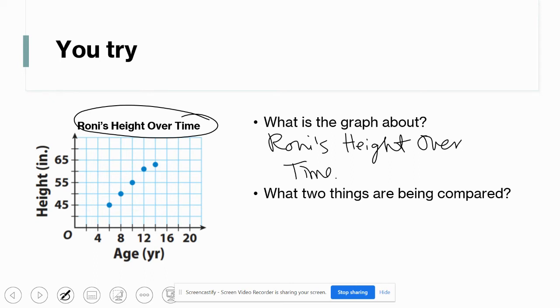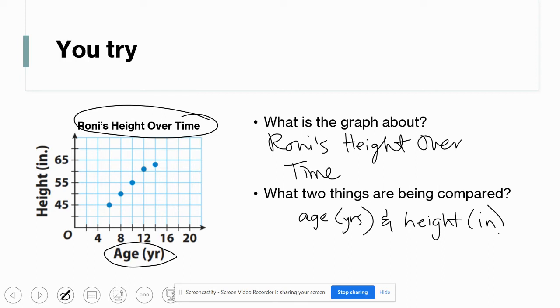So as he grows, as he gets older, what two things are being compared? Age in years and height in inches. Okay. What other questions do we have?